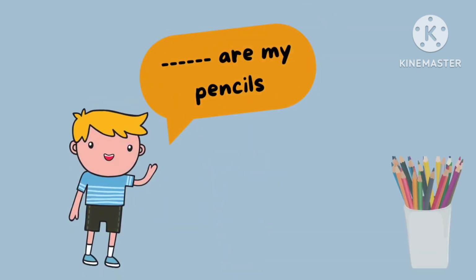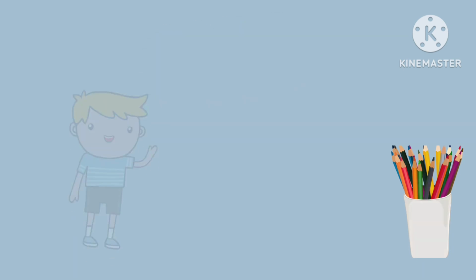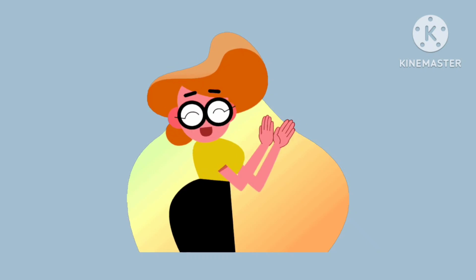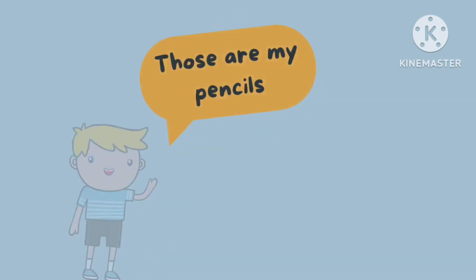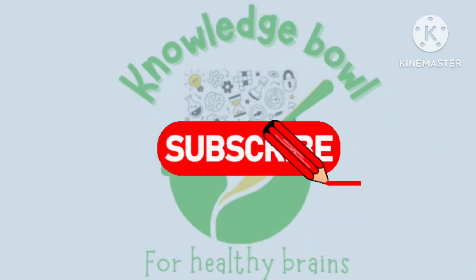Now let's see another example. Dash are my pencils. See here, the pencils are far away from him. What does he have to say? Think. Okay, you are trying. Wow. Let's see the answer. Those are my pencils. What do we have to use here? Those. Okay, thank you.